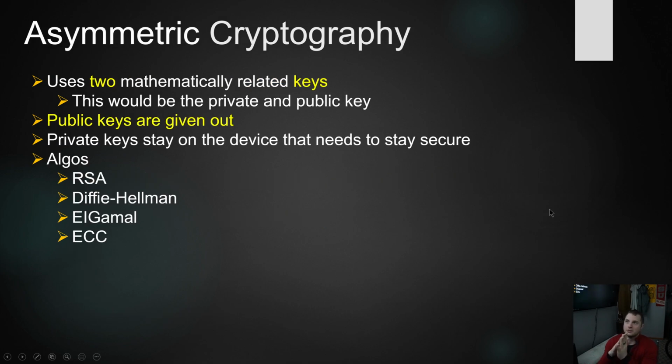Okay? Asymmetric cryptography. It is a mathematically related key set. So you have a private key, and then you have a public key. The public key is what you give out. The private key is what you keep. I don't know how else to make that more simple or more self-explanatory, okay? Algorithms are very much the same. Some of them are different, but for the most part, you're going to be using AES.